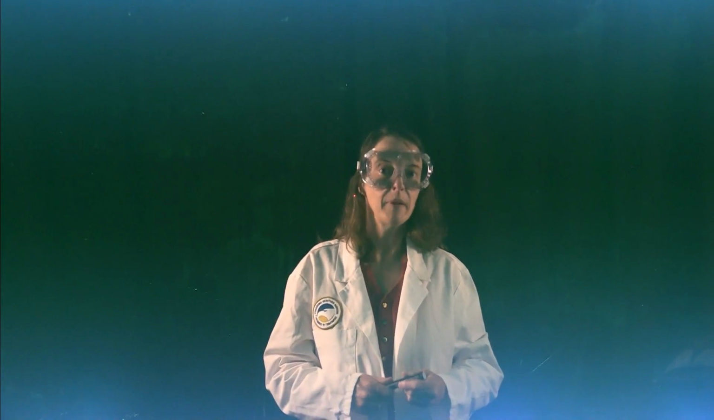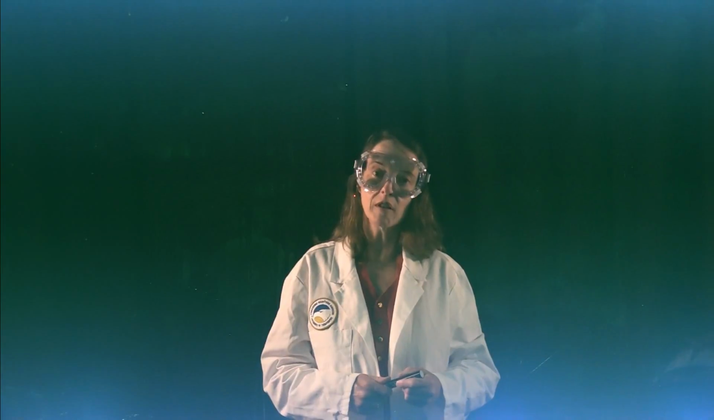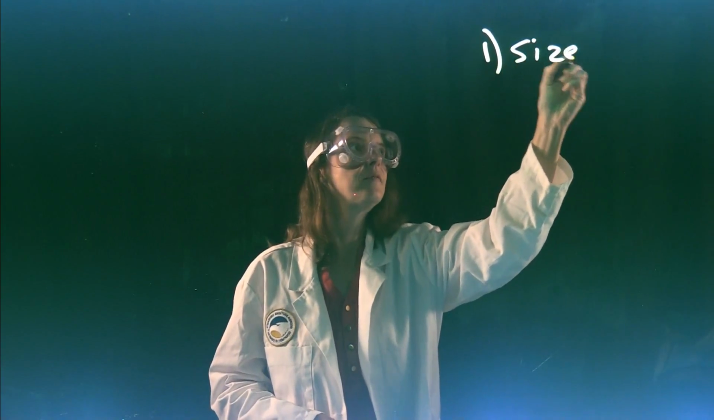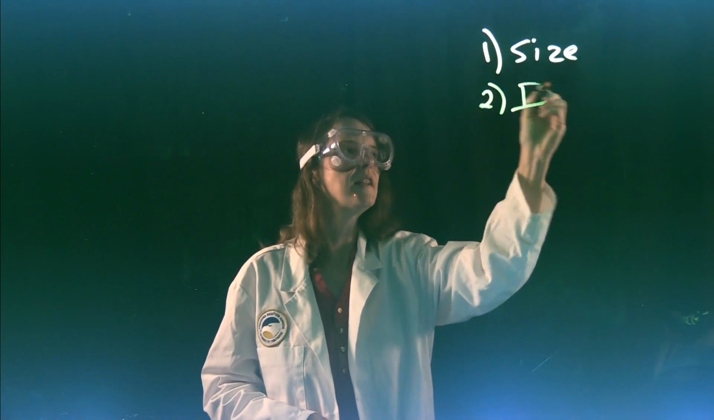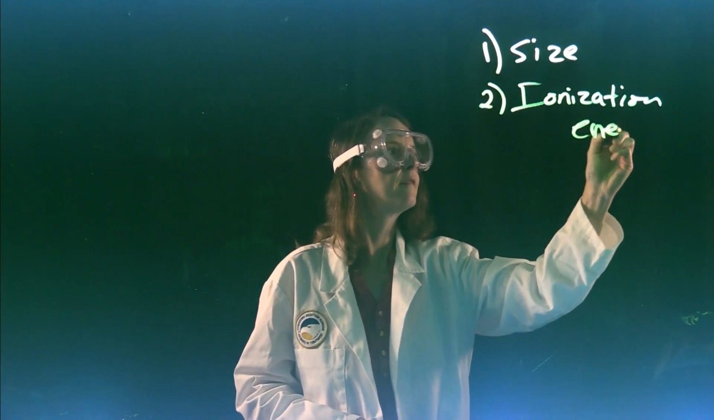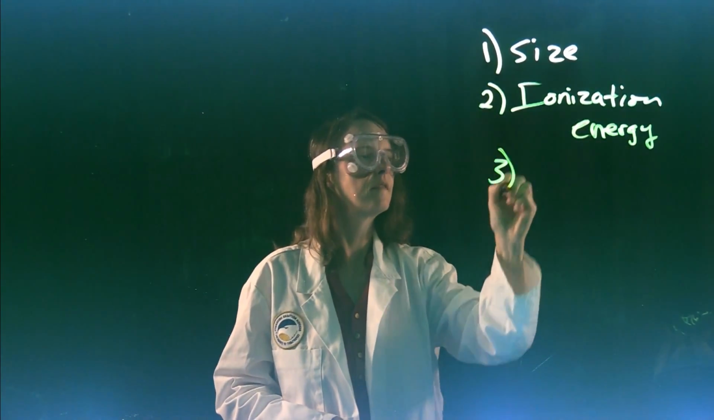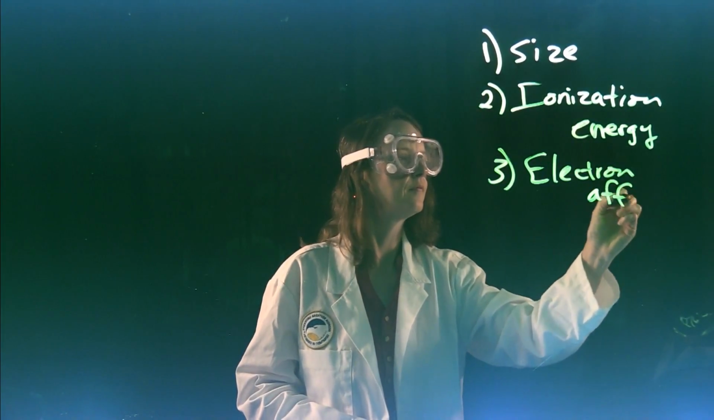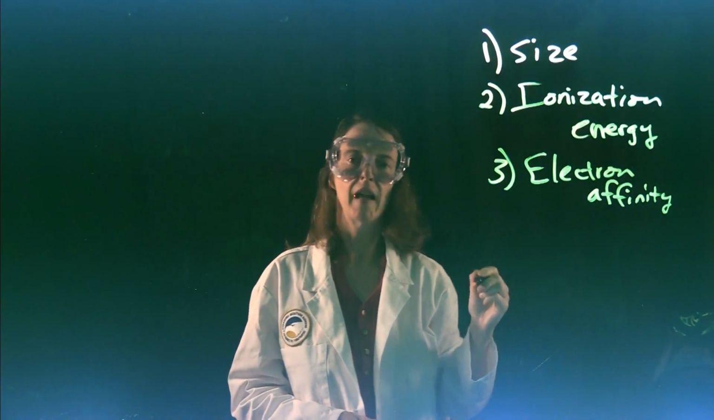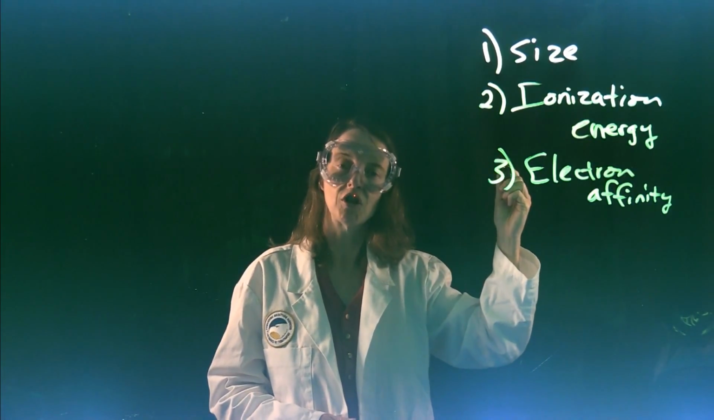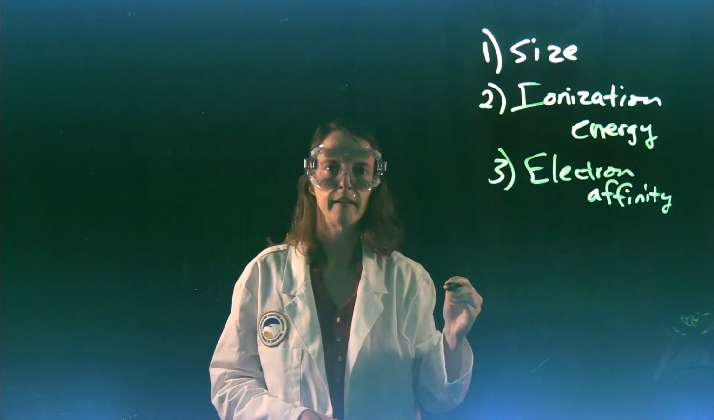Today's topic, periodic trends. We're going to be looking primarily at three periodic trends in this lab: size, ionization energy, and electron affinity. Actually, we'll focus mostly on the first two, looking at their relationship to reactivity.